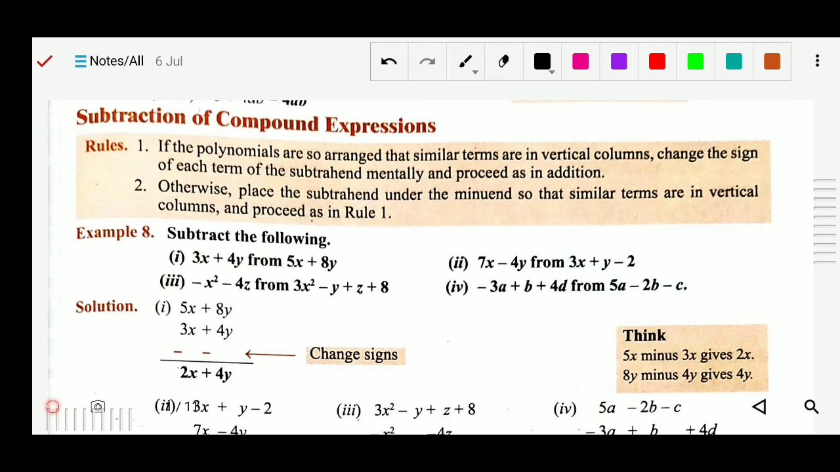In the column it should be like terms. Okay, we have to arrange row-wise, and in each column there should be similar terms, like terms. Otherwise, place the subtrahend under the minuend so that similar terms are in a vertical column, and proceed by rule 1. It is the same rule we already followed when we were doing the addition of expressions. So the same thing we will do here.